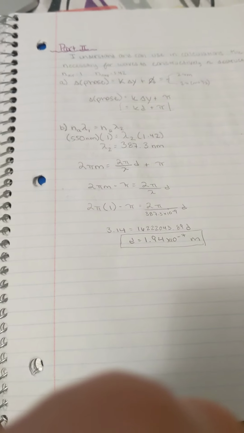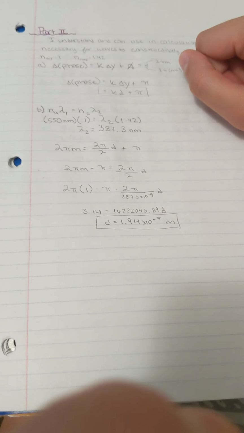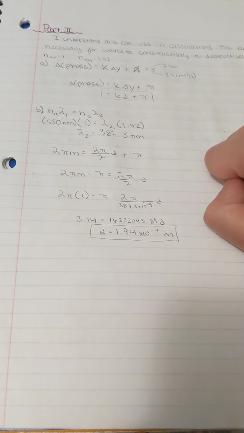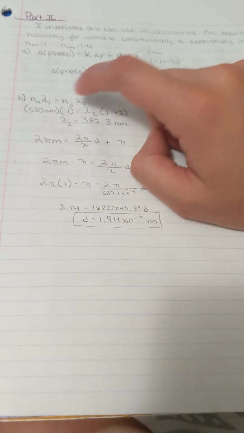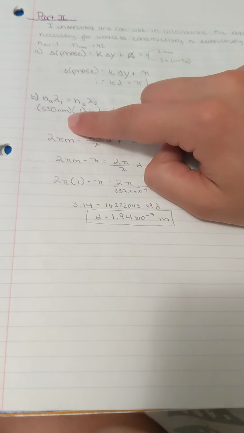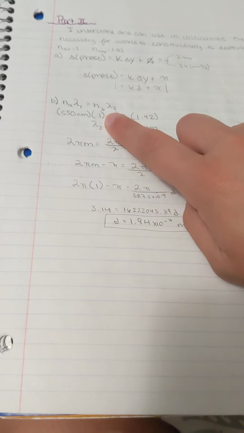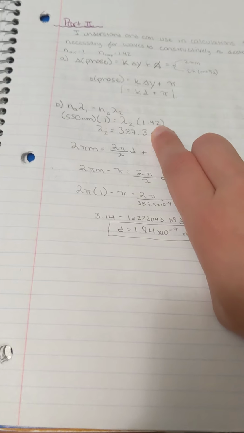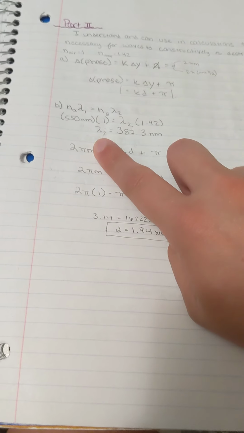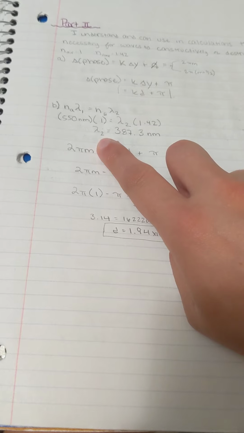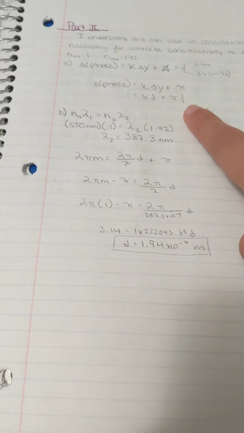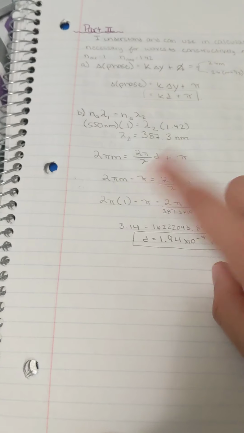And then for part B, we know we're looking for the distance d within the bubble, so here. And then what we do know already is the wavelength through the air that we can see. So we want the wavelength within the bubble. So we have 550 nanometers times that n value of 1 is equal to the wavelength within the bubble times 1.42, which is that n value in the soap, which gets us that the second wavelength within the soap is 387.3 nanometers.